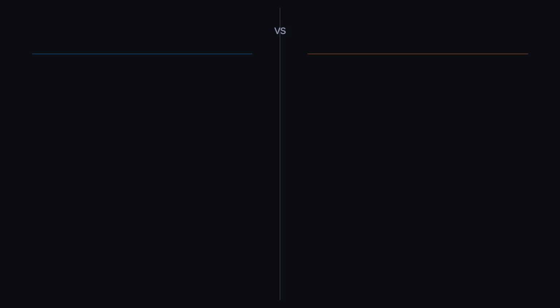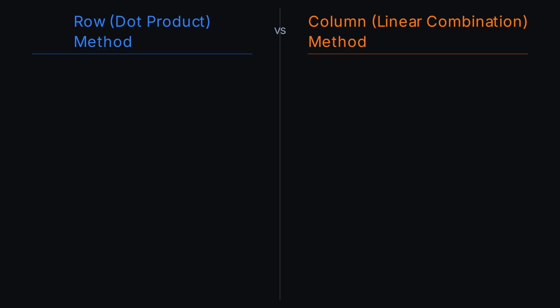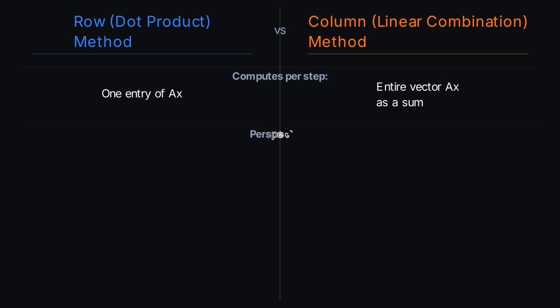Here's a side-by-side comparison of the two methods. On the left, we have the row or dot product method. On the right, we have the column or linear combination method. First, let's compare what each method computes per step. The row method computes one entry of A times X per step, and the column method computes the entire vector A times X as a single sum.